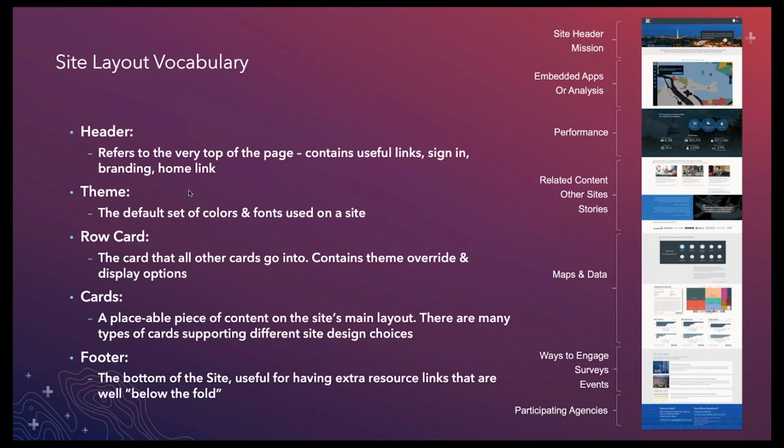Cards are placeable. That's the drag and drop thing I demoed earlier. It's a placeable piece of content on the site's main layout. There are many different kinds of cards to support many different design choices, and we'll talk through some of those today. And there's the footer, which is just the opposite of the header. It's the bottom of the site, and this is a really good place to put extra resources or things that are below the fold. So if you want to list out your department list or access to different documentation, that's a great place to put it.